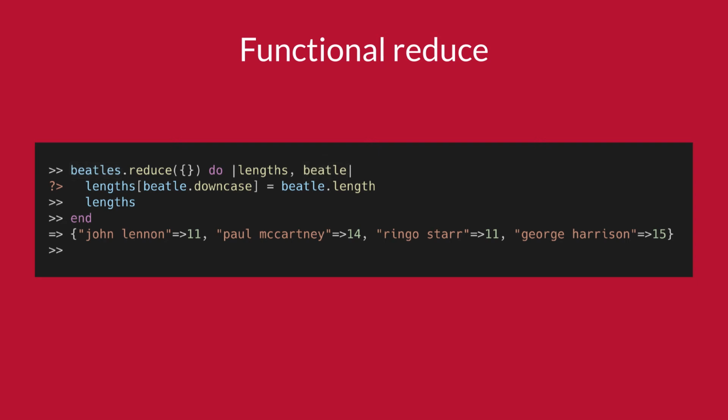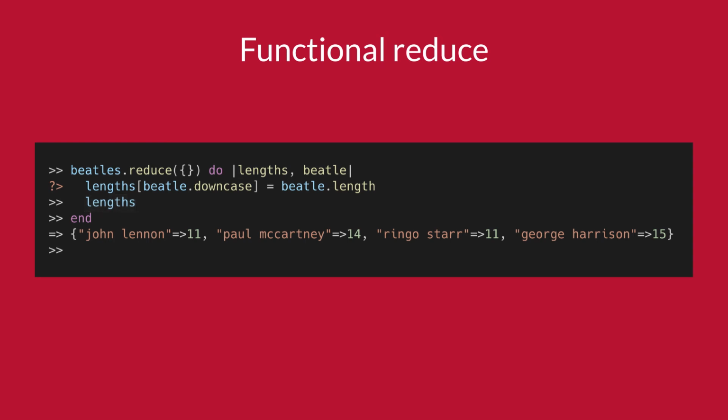Now you can see the logic inside the block is actually similar. We're going to take that lengths hash and we're going to add key value pairs. In this case, the key is the downcased Beatle, the string from our Beatles array, and the value is the length of that string. And in the end, we'll return the lengths value. You can see we've achieved the same result.